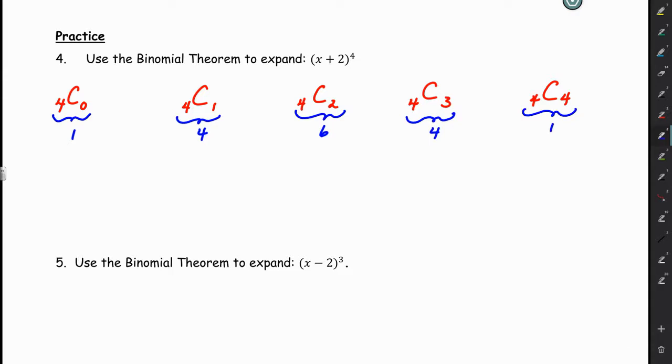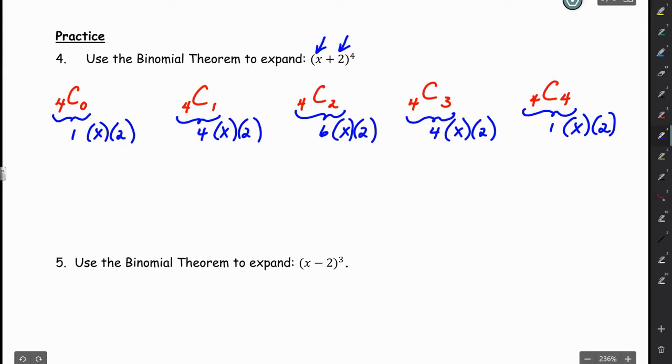And now we're going to just proceed like we did in the past. We're going to write our x and our 2. So we have x and 2. And we know since we're to the 4th power, we're going to start at 4 and go down to 0.